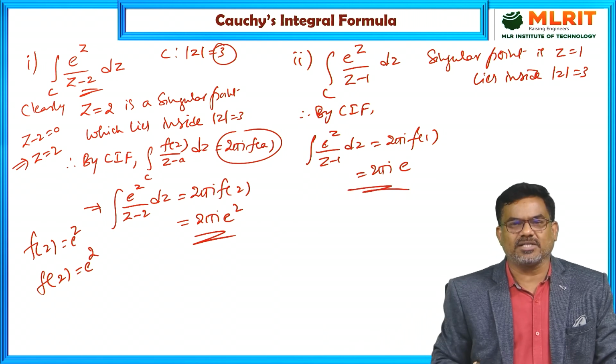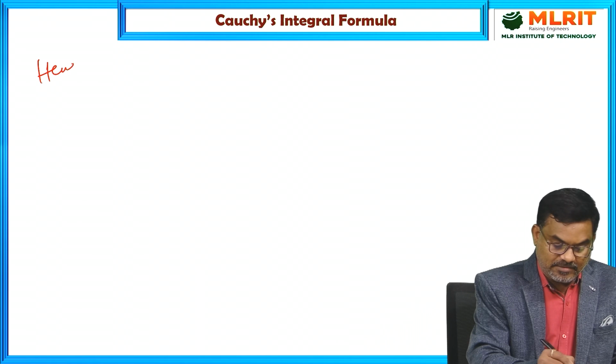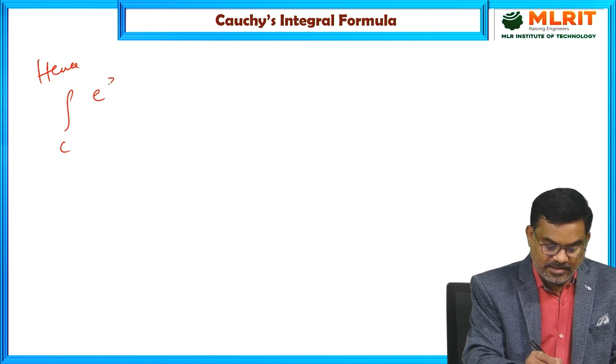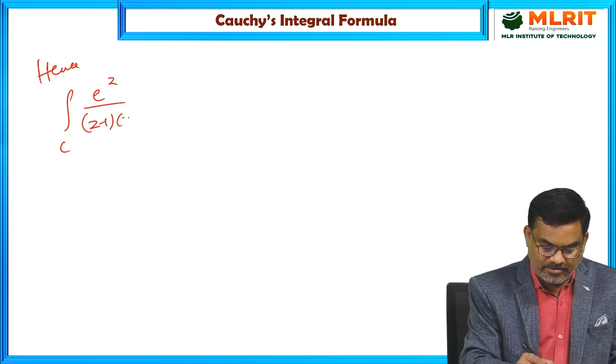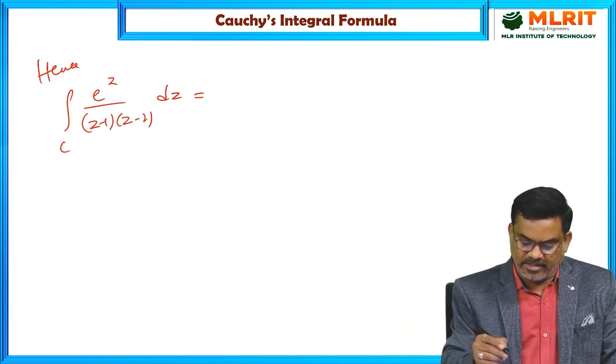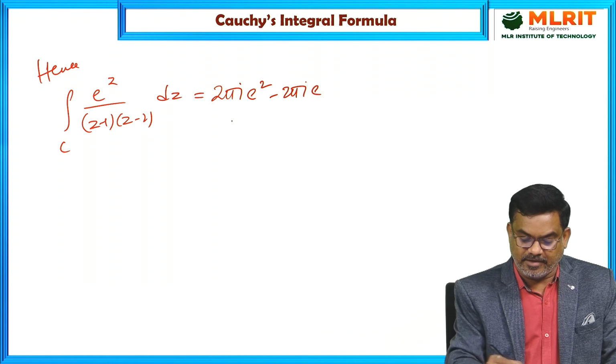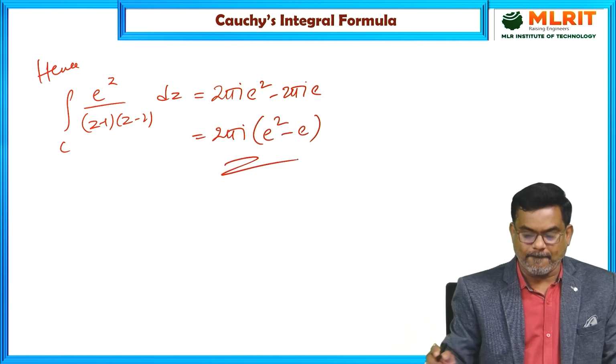So, in both cases we have evaluated the line integral. Hence, the line integral along C of e^z/((z - 1)(z - 2)) dz is 2πi e squared minus 2πi e. So, 2πi times (e squared minus e).